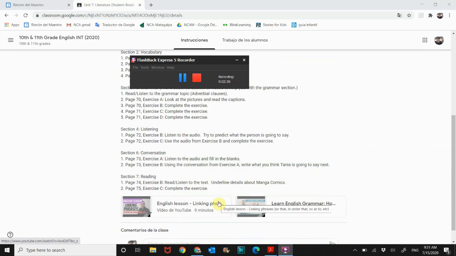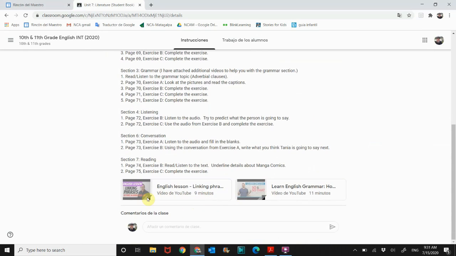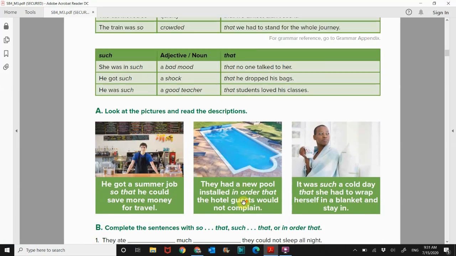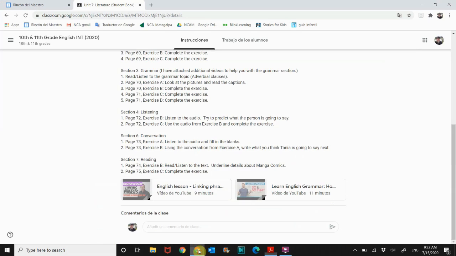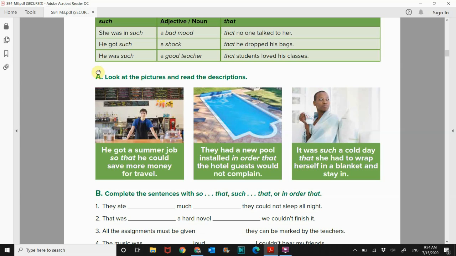And be sure to watch these videos here. These two videos are very good at explaining the difference between so and such. So make sure that you watch these two videos as well when you're working on your work. So let's go to the work. It says we need to do A, B, C, and D. All right, exercise A says to look at the pictures and read the description. So make sure that you read along with me.